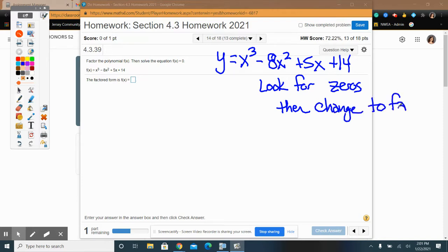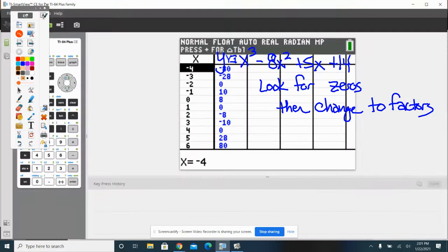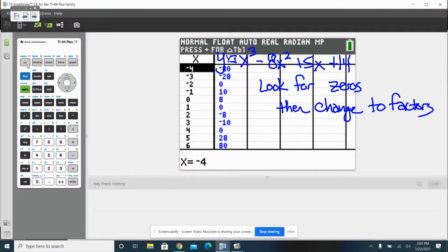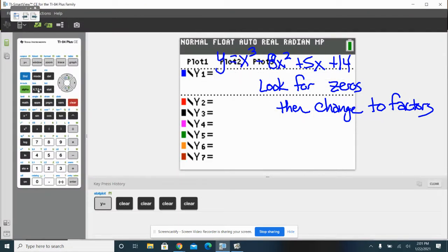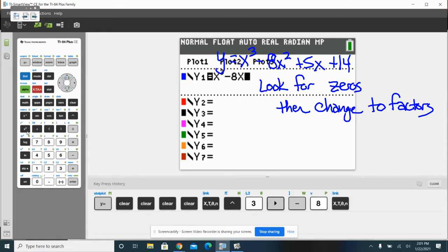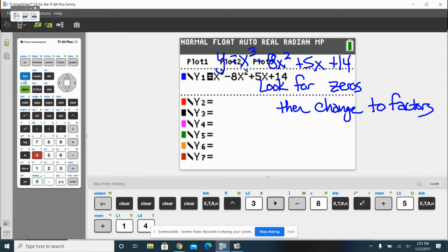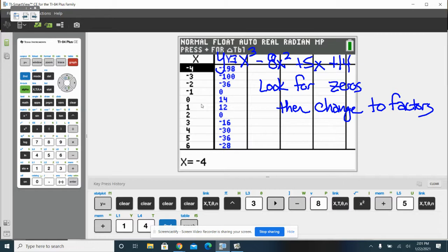So let's go ahead and type it in. Okay, y equals x caret 3, minus 8x squared, plus 5x, plus 14. Remember, I'm looking for 3, but as long as I find 1, I'll be okay. Because if I can find 1, I'll just divide. But look, it looks like I'm in good luck.